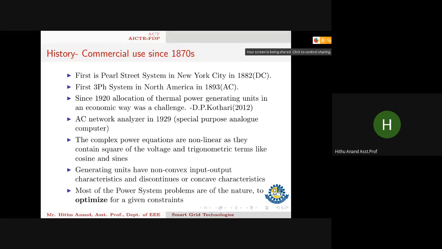So the power system is identified to be dynamic. It is non-linear due to the trigonometric terms like cosine and sine, and we have voltage squares. The power flow equation itself is identified to be non-linear, and to solve a large power system, we need to do a load flow study. Load flow study was not feasible, not possible in those times.